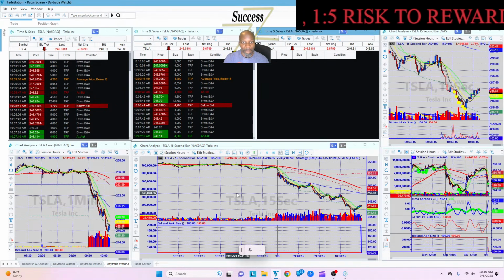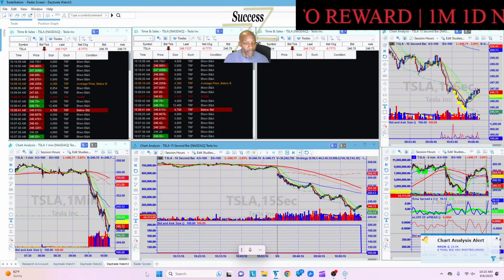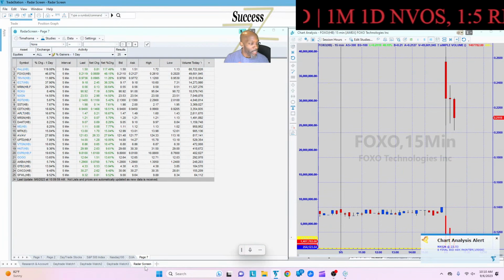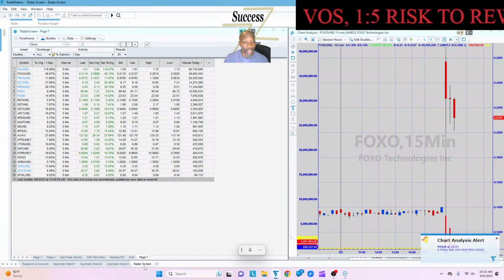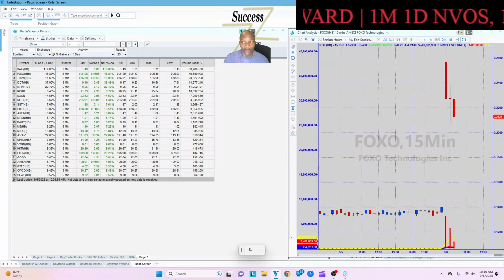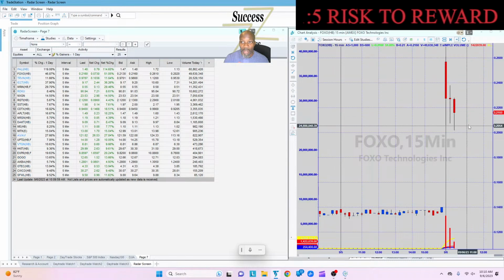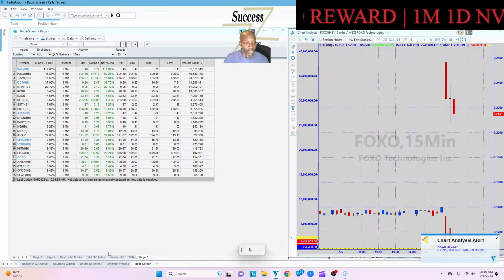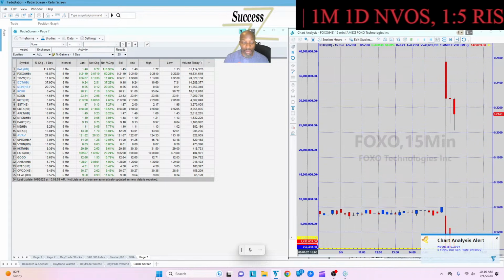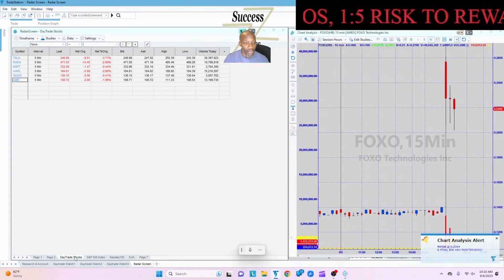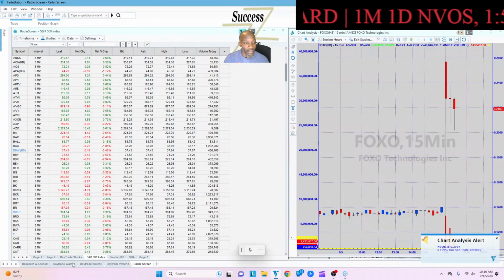Okay. All right, so now that I have that, let's see what's on the radar screen. That's what I've got going on over there. And okay. FOXO, I think it gapped up way too much. Probably most of the day it's just going to continue to fill that gap. What do they call it? Gap and fill? All right. S&P.